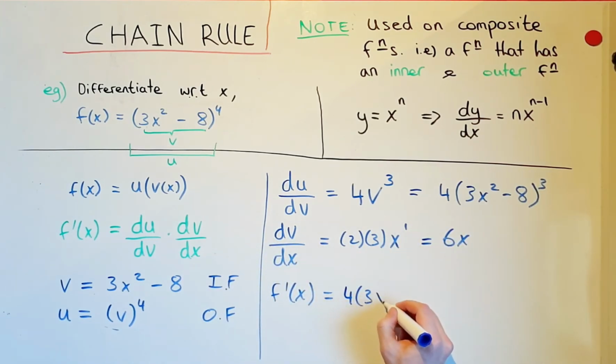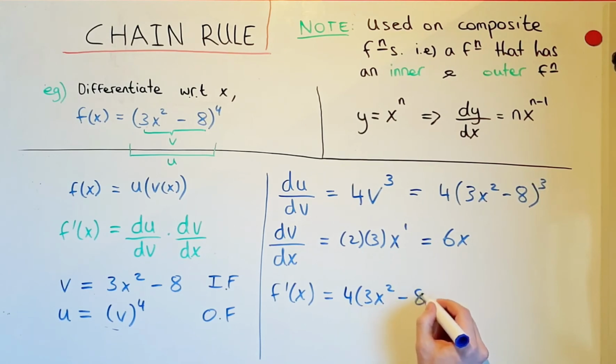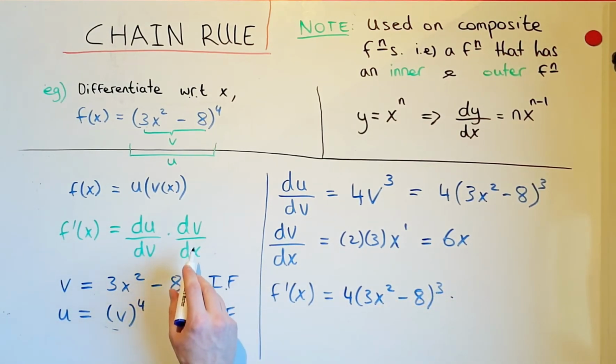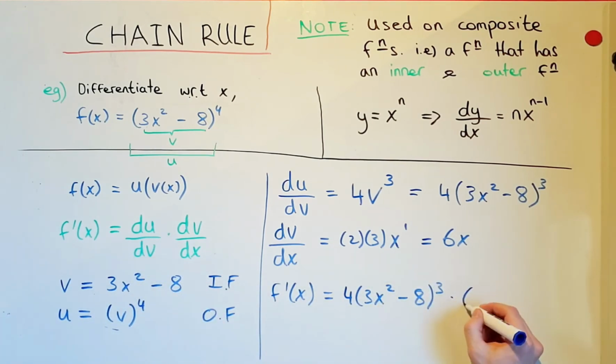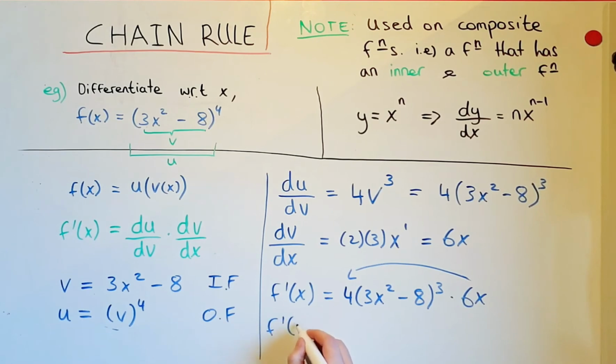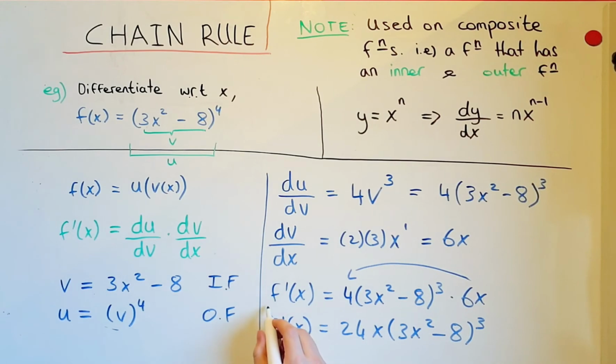3x squared minus 8 to the 3, and we see that's in product with dv dx, which we found to be 6x. So then just tidying that a little bit more, we can bring the 6x to the front. So our final differentiated result is 24x multiplied by 3x squared minus 8 to the 3. So this here is our final result.